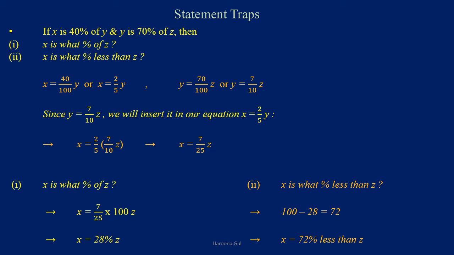The second part says that X is what percent less than Z. It is very simple. If X is 28% of Z, this means that we're going to simply subtract 28 from 100, and we're going to get 72. So X is 72% less than Z. Obviously, if X is 28% of Z, this means that X is 72% less than Z. Very simple, right? We only needed to simplify the statement. That is it, and we can solve for the first and the second part of the question very easily.